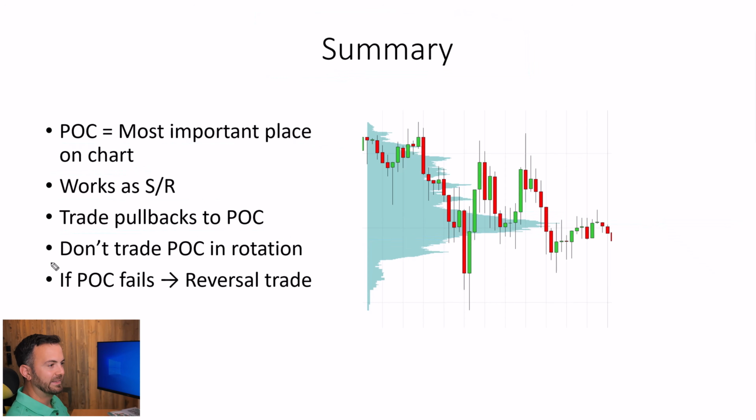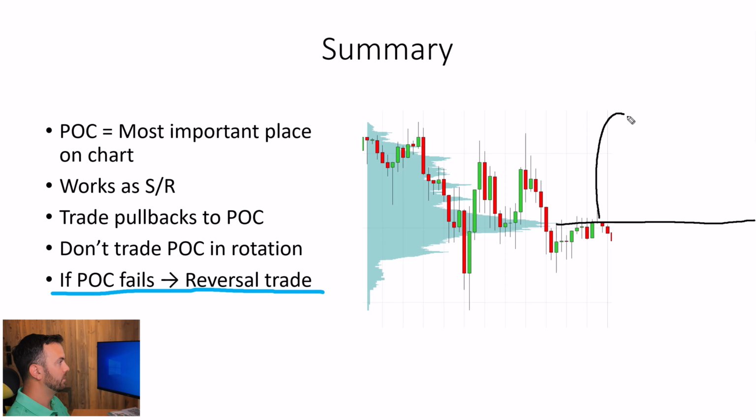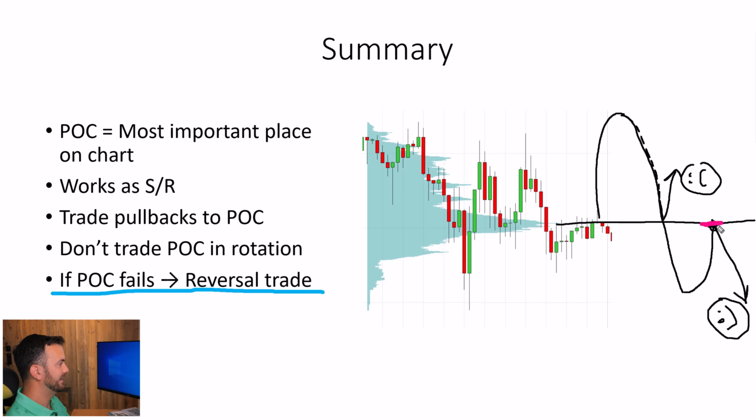Next thing to remember is that you shouldn't trade the point of control when the market is in rotation, because in this case the point of control works as a magnet, not as support and resistance. And last but not least, if the point of control fails, then you take a reversal trade, right? So if this is the point of control, price goes up, makes a pullback, you go long, but the price continues to go down, then you wait for a pullback and go short from there. This is the reversal.